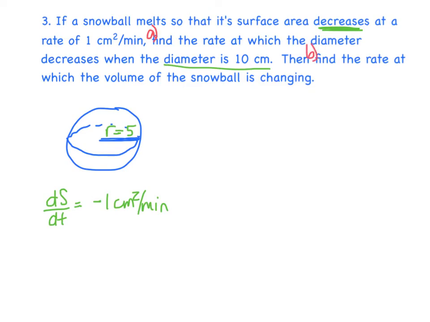All right, so in order to answer part A, it's all talking about surface area. Okay, I know the rate at which the surface area is changing. So what I need now is the formula for surface area of a sphere. Again, this is something that you're going to have to memorize if you don't know it already by heart. So surface area of a sphere is 4 pi r squared. All right, so let's go ahead and take the derivative with respect to time.